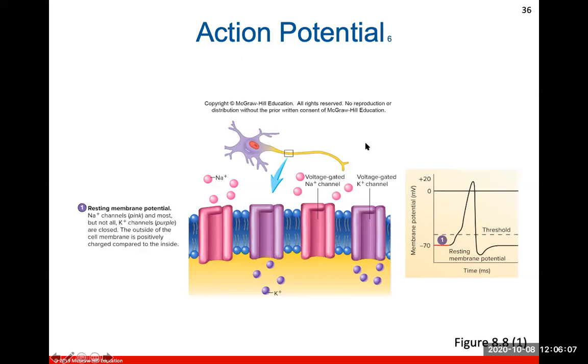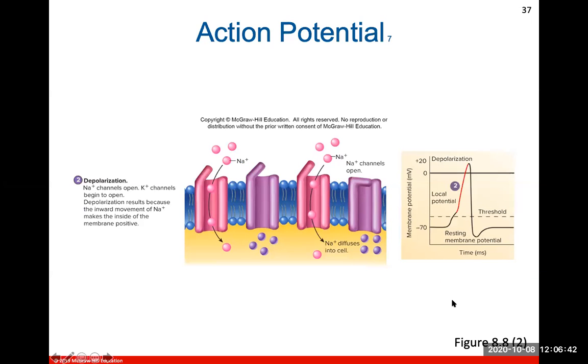All right. So here we are, resting membrane potential. This refers to a period of time when that neuron is not being stimulated, so all of the channels are closed. Again, the pink channels are the sodium, purple channels are potassium. You'll see more sodium concentrated outside the cell and more potassium concentrated inside the cell. At resting, the inside of the cell, what we call resting membrane potential, is at -70. That's why you see -70 here on the graph.